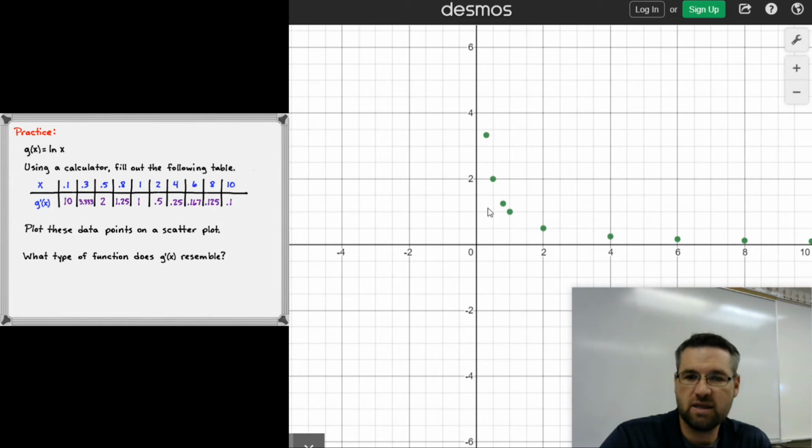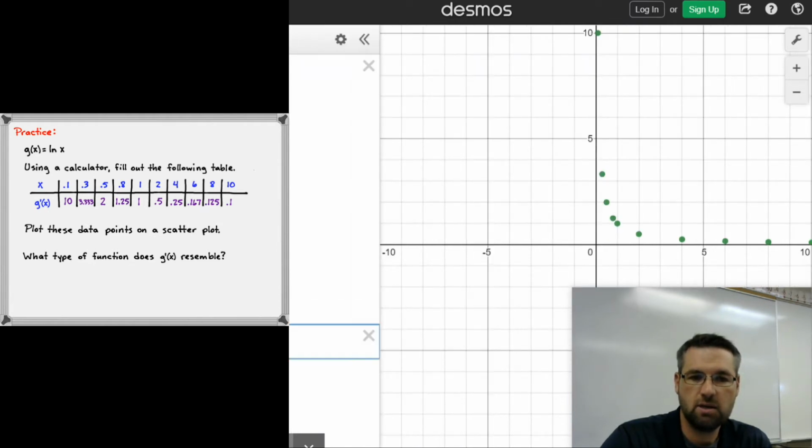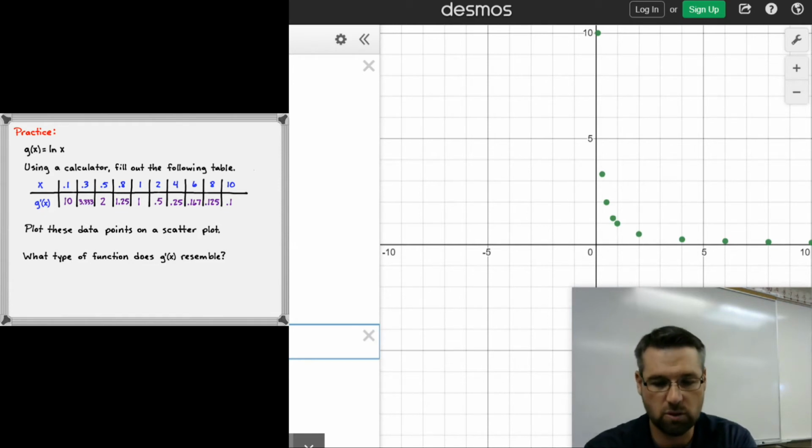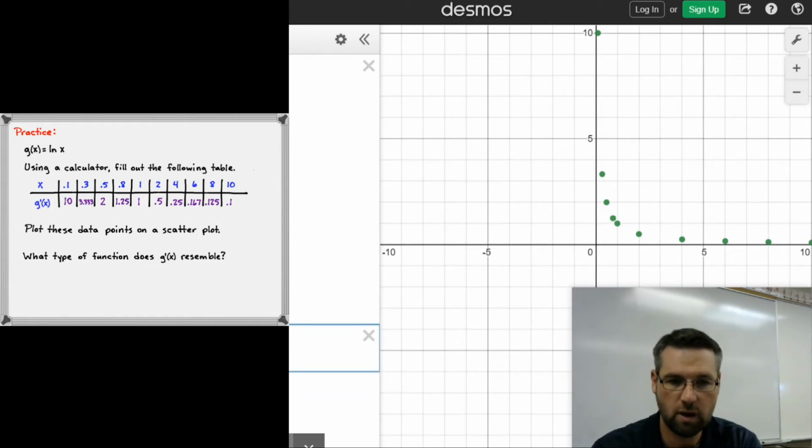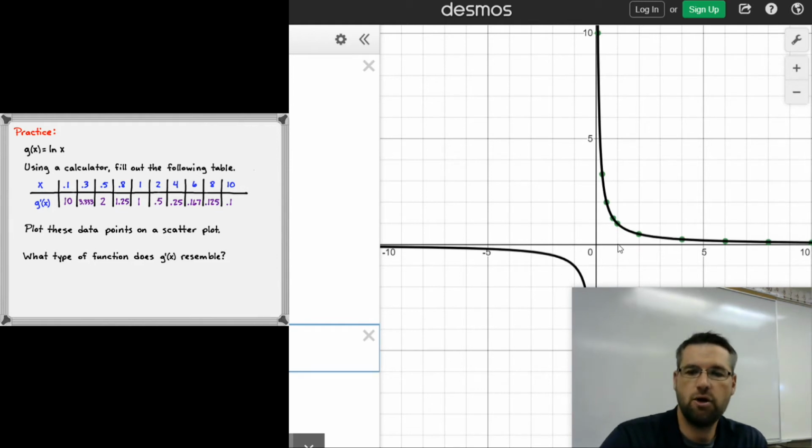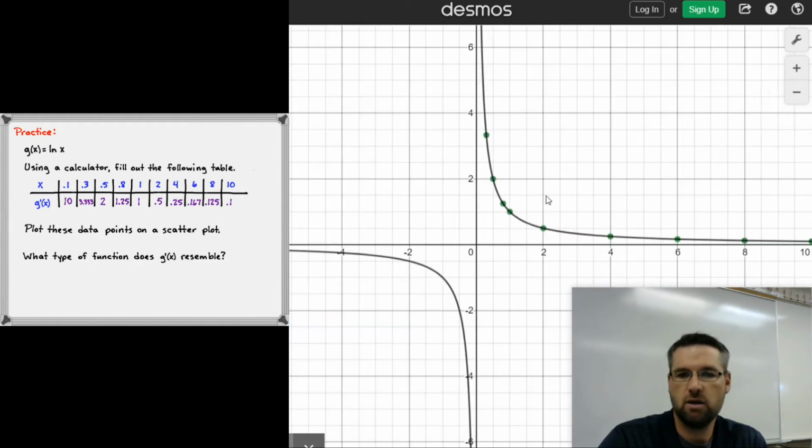Well, it appears that I have a horizontal asymptote of y equals 0, and it also appears that I have a vertical asymptote of x equals 0. So which function has a vertical and a horizontal asymptote both at 0? Well, let's go ahead. You might be able to see this. Let's go ahead and type in the function that you think. How about y equals 1 over x? And there you go. Those points lie perfectly on the rational function y equals 1 over x.